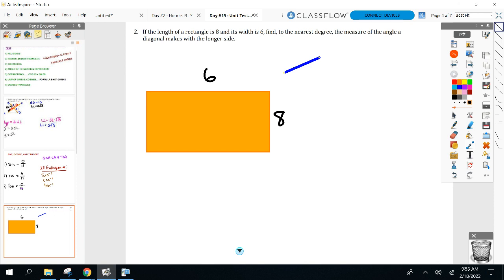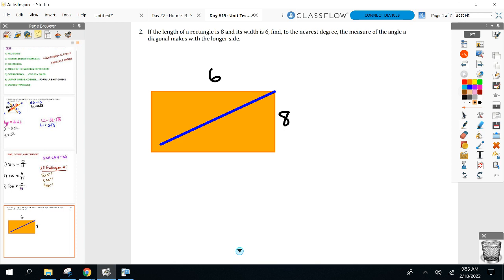Now let me draw it in. So make sure you know where your angle is with the longer side. Look where the diagonal and side 8 meet. That is the angle you're trying to find. It may look different in my diagram, who cares? Just make sure you find the angle between the diagonal and 8. Okay, right angle, opposite sides congruent. All right, let's do this.